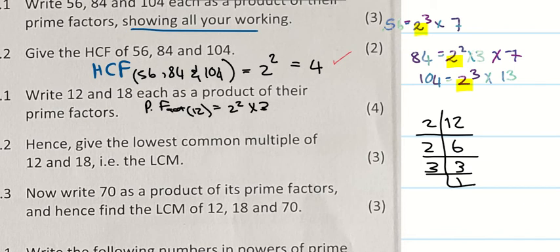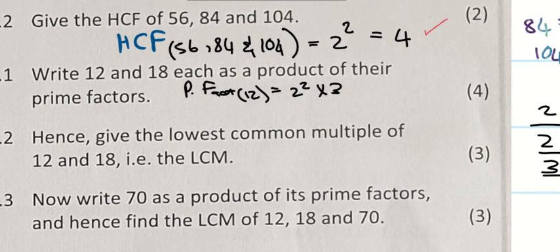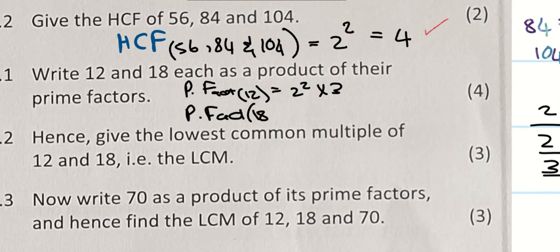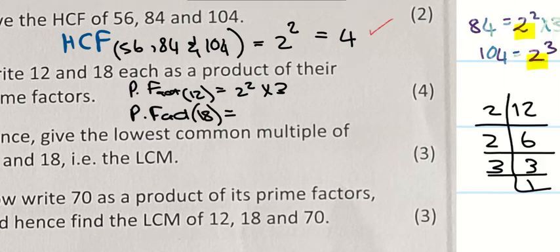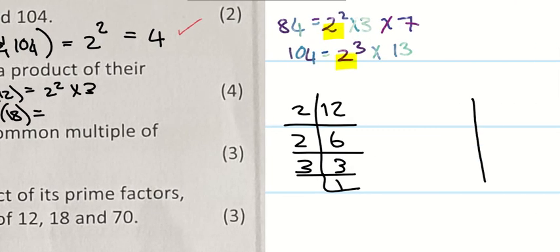Now I continue. But am I done? Did I answer the whole question? No. What was the other part of the question? I should write 18 as a product of its prime factors as well. Now I write prime factors of 18. I'm quickly going to do it. So it's going to be 18. I write the number there.